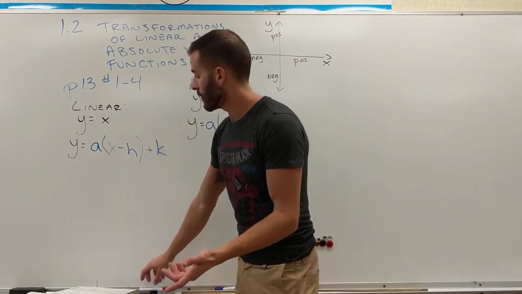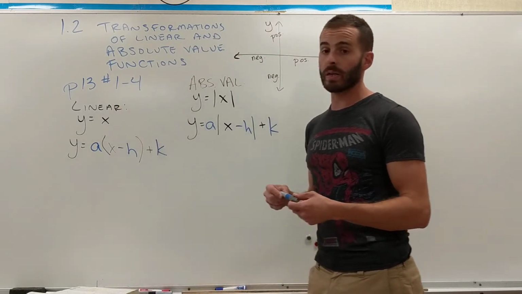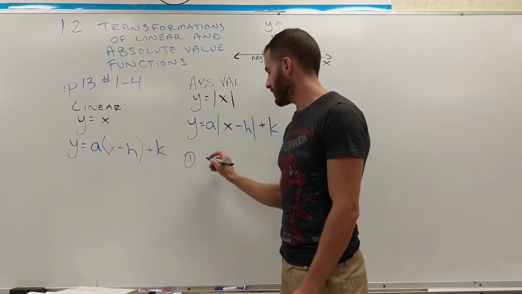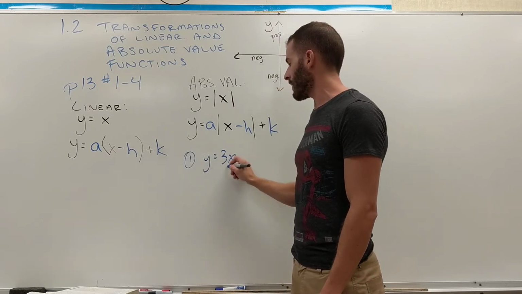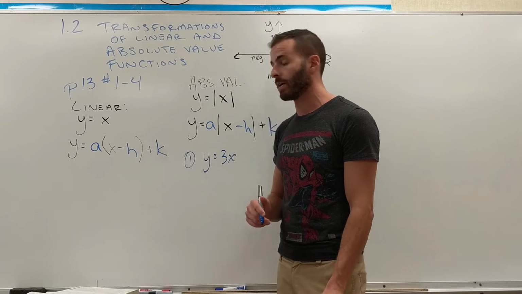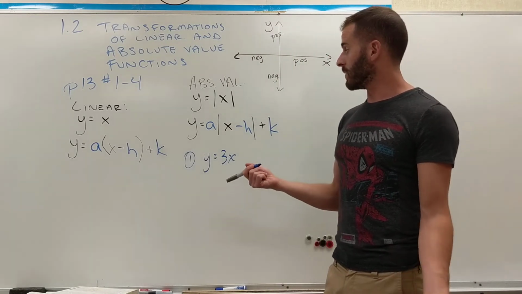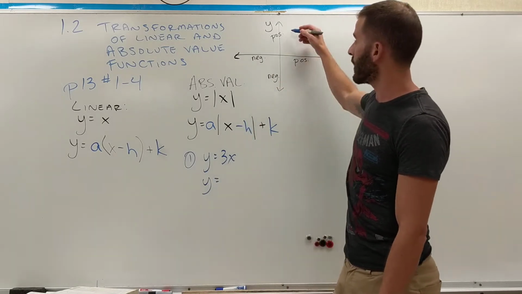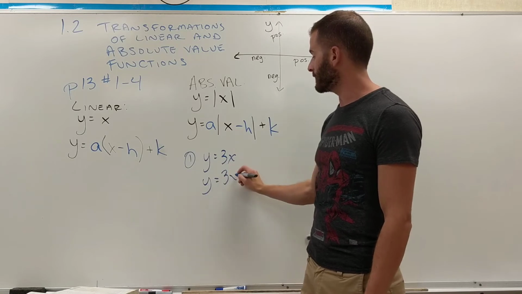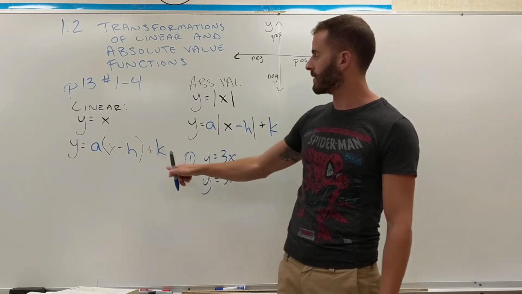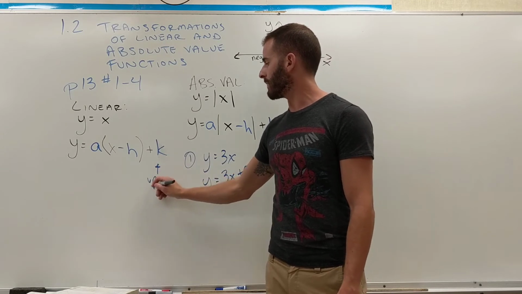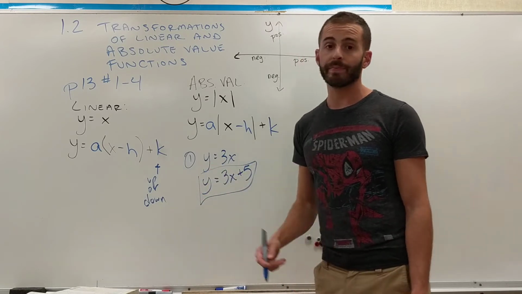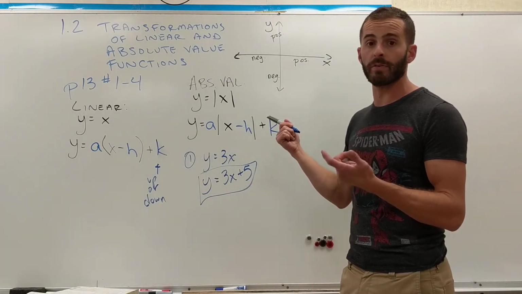So here are some examples. We are on page 13 doing numbers 1 through 4. Number 1 tells us that y equals 3x, and we want to translate 5 units up. All right, so we need to write a new equation. If we're moving up, that's a plus to go to the positive numbers, and it's going to be out back. So up or down, that goes right here with the k. And that's your answer. This will give you 3x moved up 5 units. We'll graph it later.